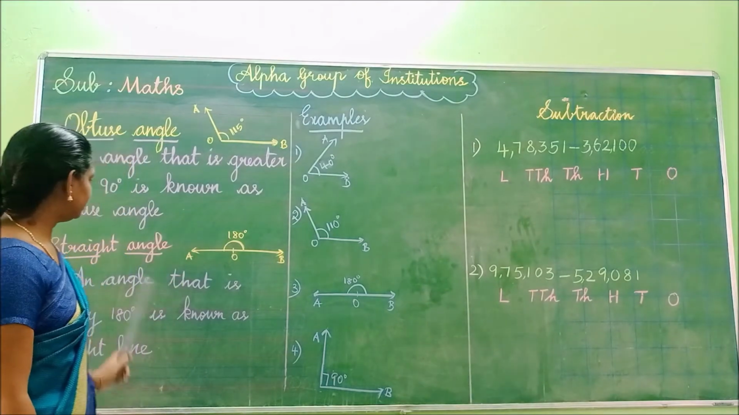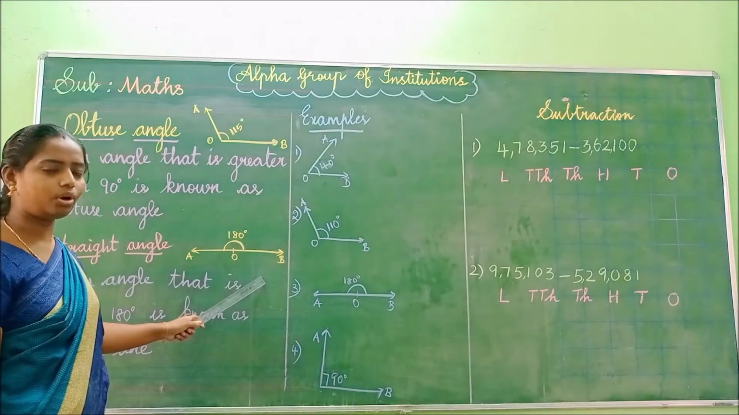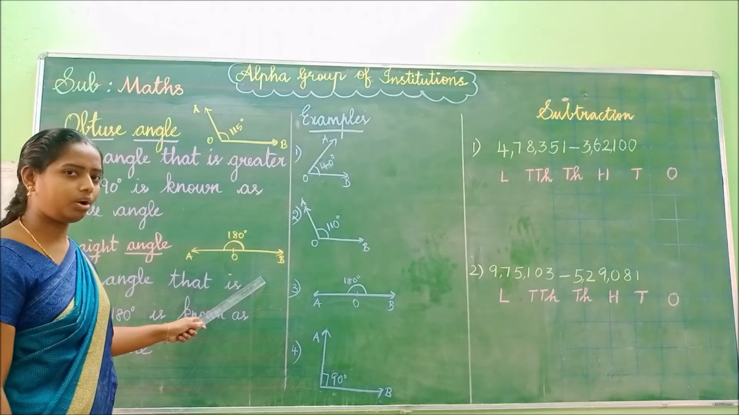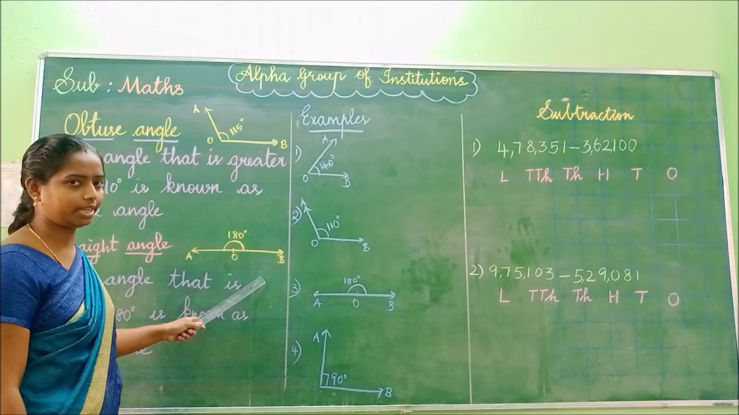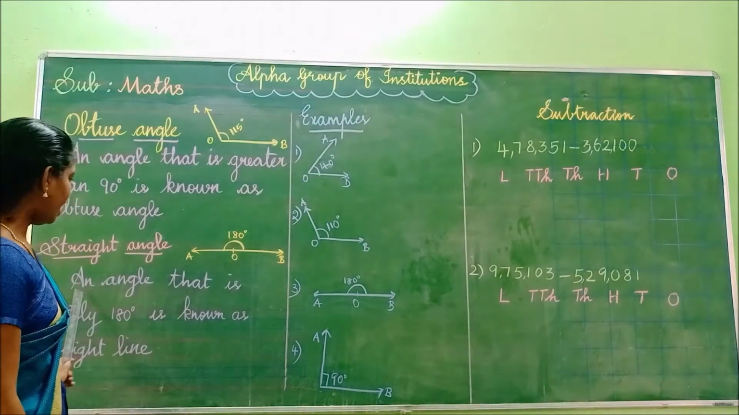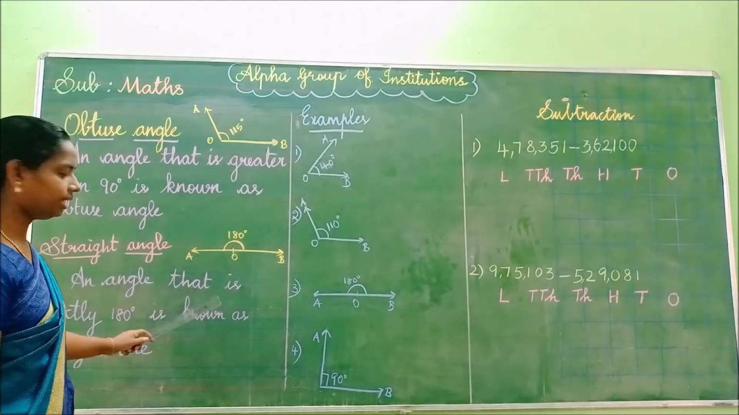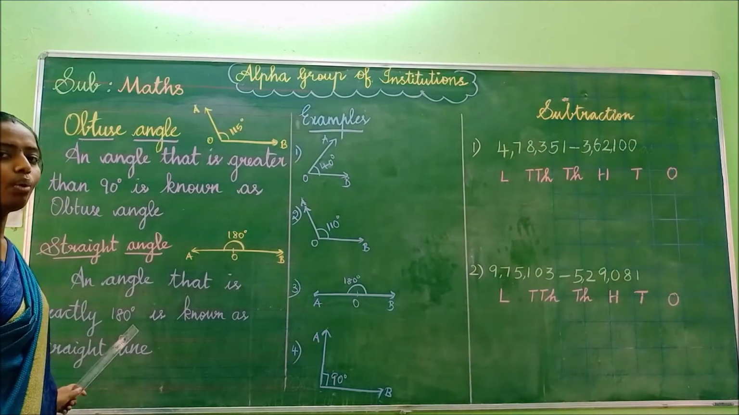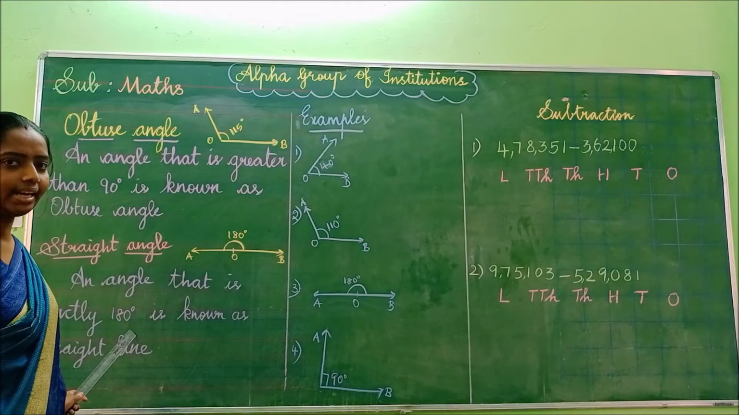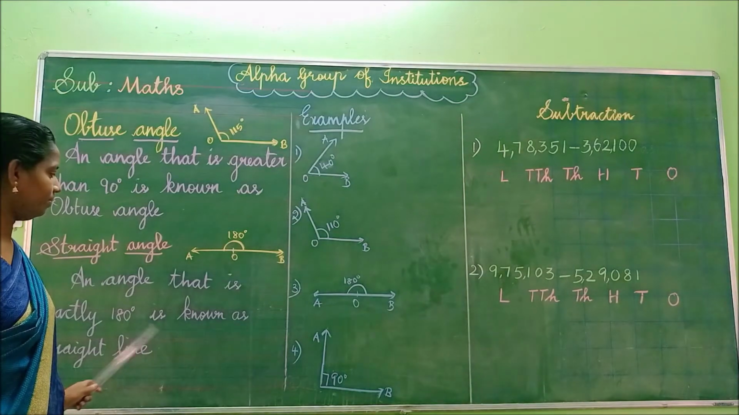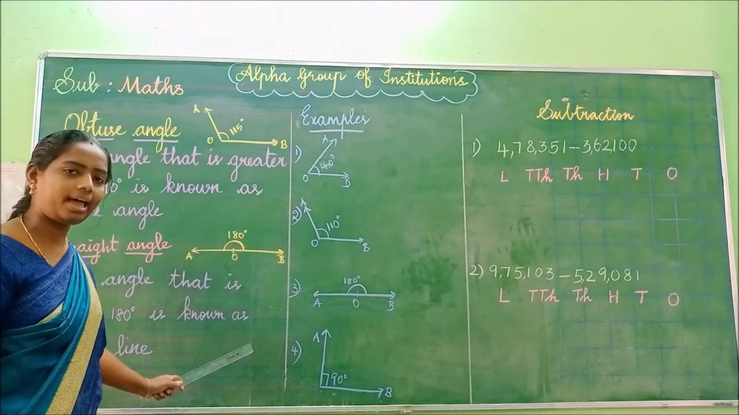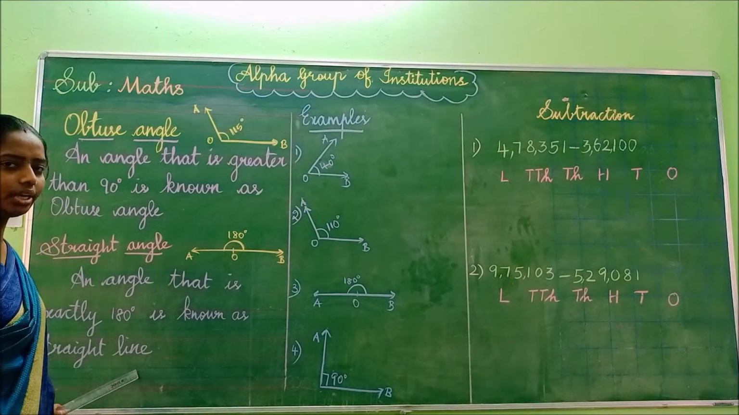Shall we move to the straight angle? What is known as a straight angle? I have already shown you the activity based on it, isn't it? An angle that is exactly 180 degrees is known as a straight angle.